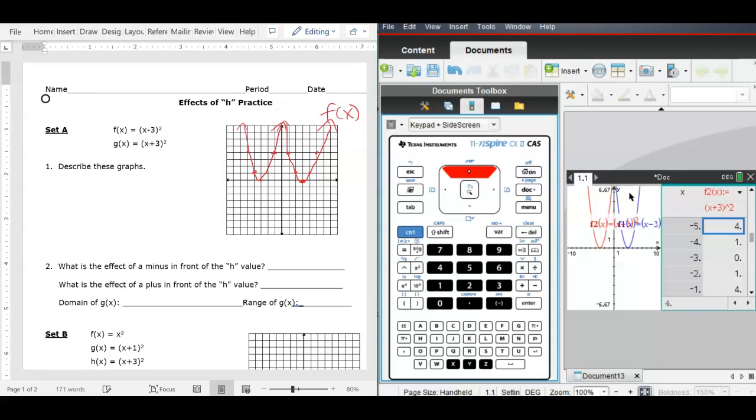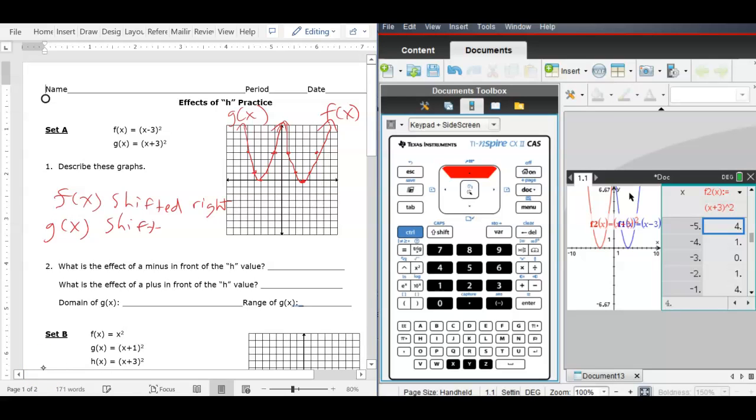F of x over here, we got g of x over here. So describe the graphs. They've been shifted horizontally. Specifically, f of x shifted right, and g of x shifted to the left. So if there's a minus, okay, minus actually shifted it to the right, and plus shifted it to the left. Because remember, insiders lie.